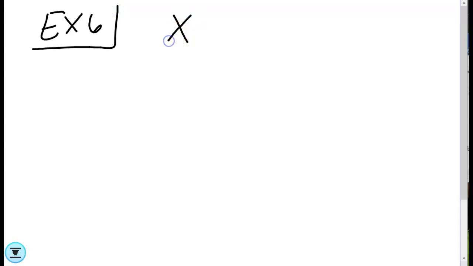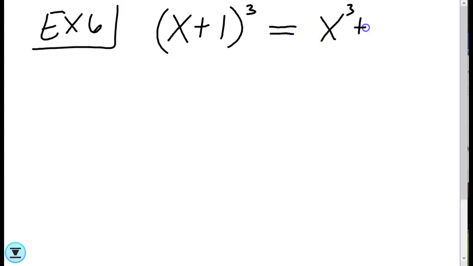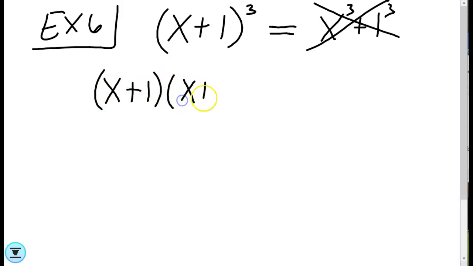You may see problems that look like this. Okay. Now, in that case, once again, you can't do this. That's a no-no. You have to understand that that means x plus 1 times x plus 1 times x plus 1 is what that means. So you have to write it out 3 times.